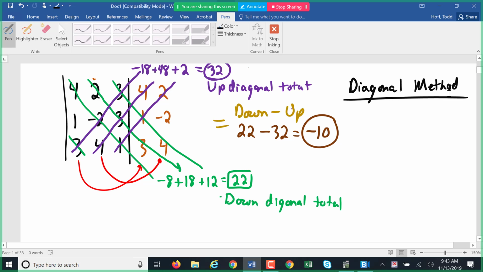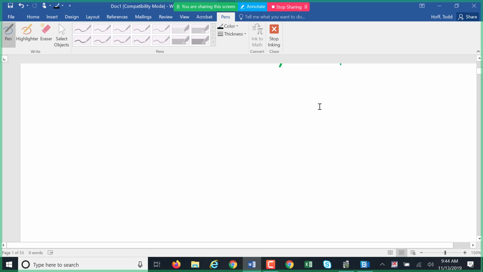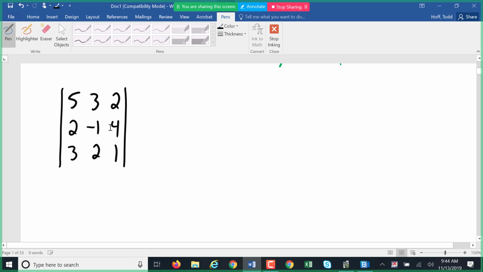What we just did here is what's referred to as the diagonal method of finding the determinant for a 3x3 matrix. So let's do another example of that. So I'll give you the matrix here. And we're finding its determinant.